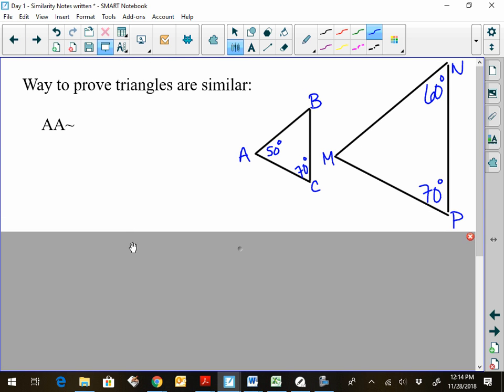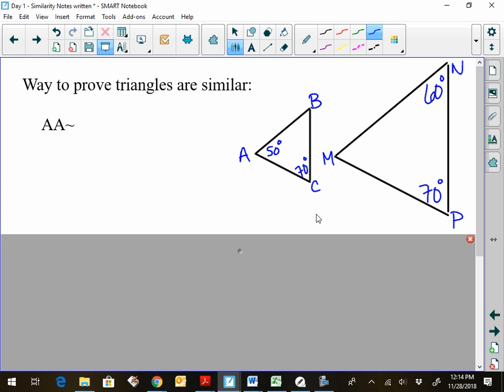The first way is angle-angle. So if we look at this question we have here, we're given 2 angles for each of the triangles. Remember that the interior angles of a triangle always have to add up to equal 180. So if we figure out the third angle of each of these, then we could figure out if our triangles are similar.